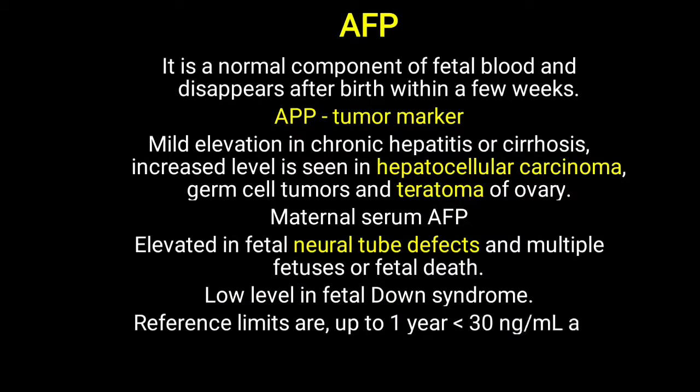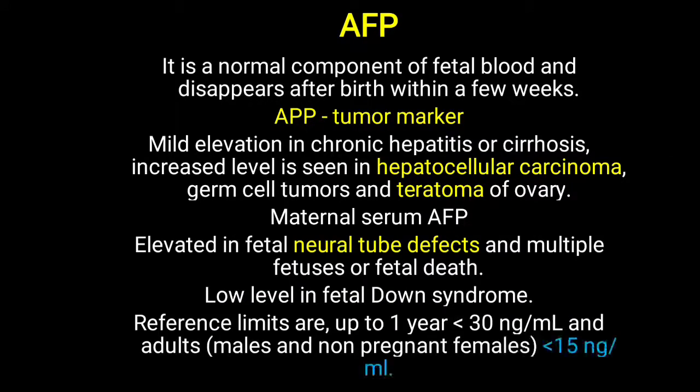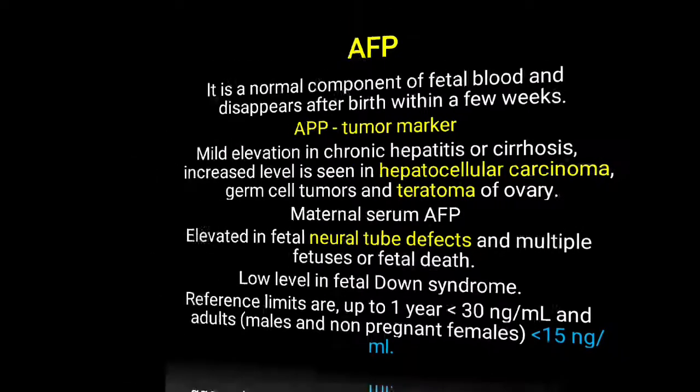pregnancy. Further, reference limits are, up to 1 year, less than 30 nanogram per ml, and in adults, particularly males and non-pregnant females, because during pregnancy its level is generally increased as it is found particularly in the fetus. So for non-pregnant females and males, it is generally less than 15 nanogram per ml. So it is in nanogram. You have to remember it is a very important acute phase protein, but more importantly a tumor marker.